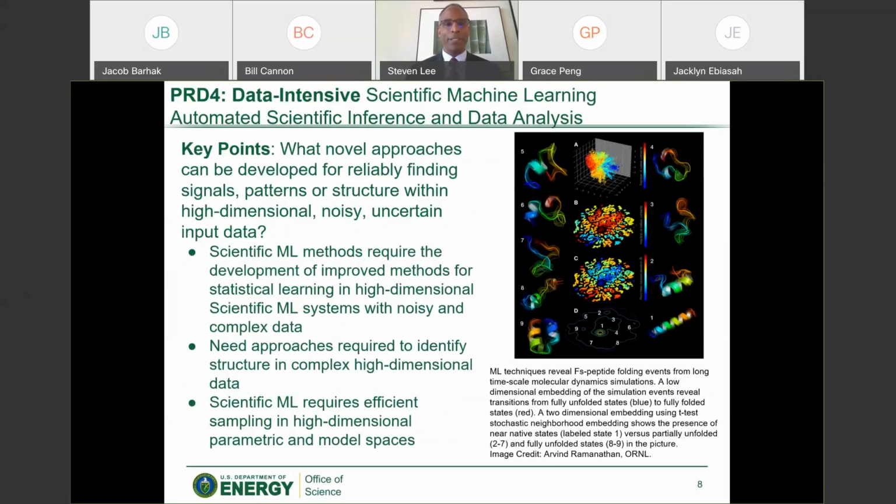So the 4th part of the research direction is for that first use case, and that's for data-intensive scientific machine learning. It's often the case that the scientist has a bunch of data, and they want to find the signal, pattern, or structure within that data. So there are tools like TensorFlow and other things out there that people can use. And that is really the first thing people often think of when they hear about using machine learning for science.